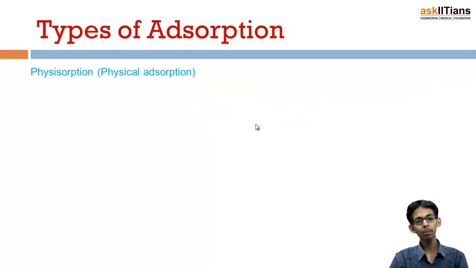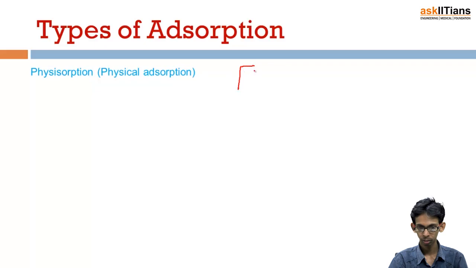Okay, now there are two types of adsorption actually. The first is physical adsorption and the second one is chemical adsorption. Okay, now what is the difference between them? Let's have a look at the physical adsorption first. Adsorbate is adsorbed on the surface of adsorbent.